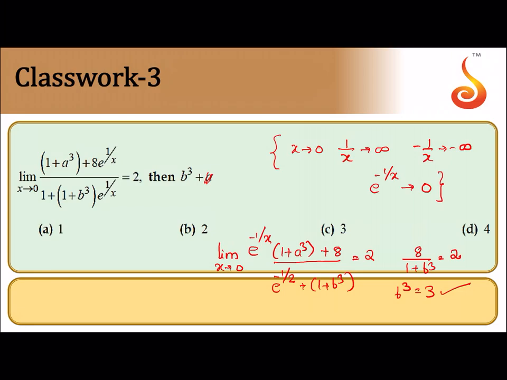So the most important concept: as x tends to 0, 1 by x tends to infinity, minus 1 by x tends to minus infinity, so e to the power minus 1 by x is tending to 0.